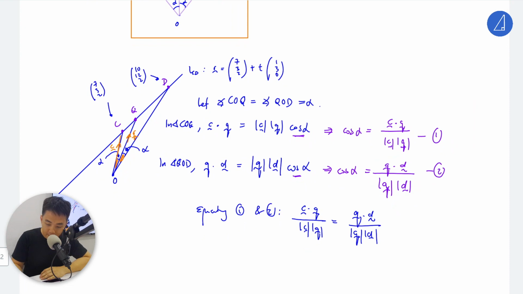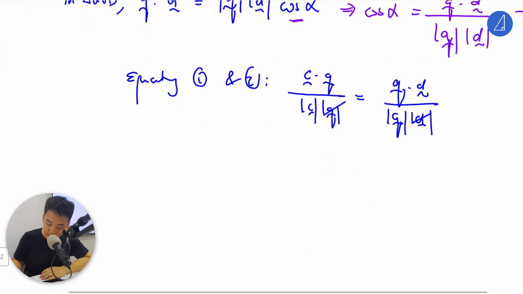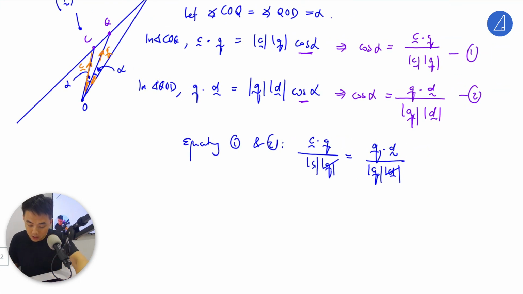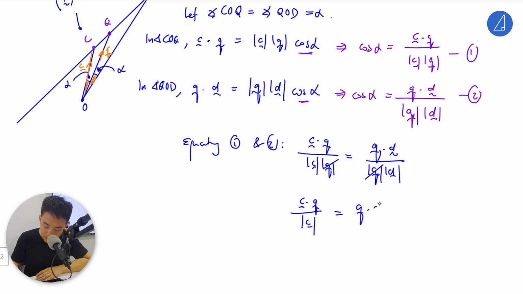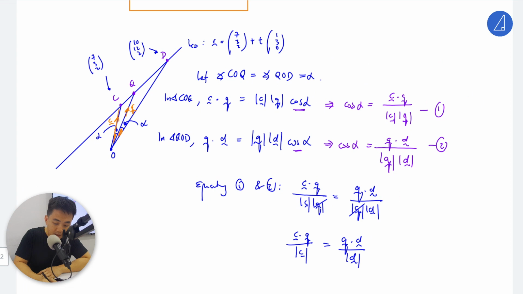This one can cancel away. I'm going to label this down nicely. Oh sorry, I canceled the wrong thing. So these two will cancel away. Then this will be C dot Q over mod C equals Q dot D over mod D. We already have D and C, not an issue. D and C is easy game for us. But the problem now is, what is Q?